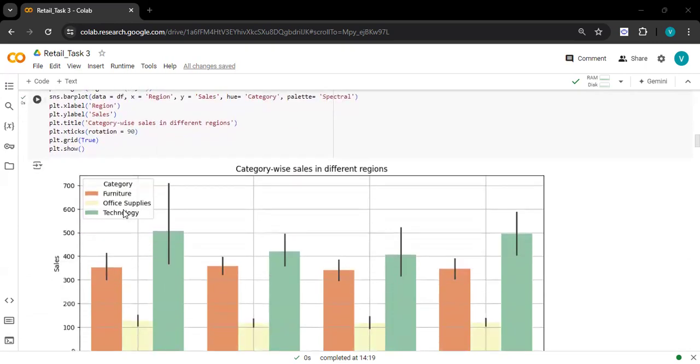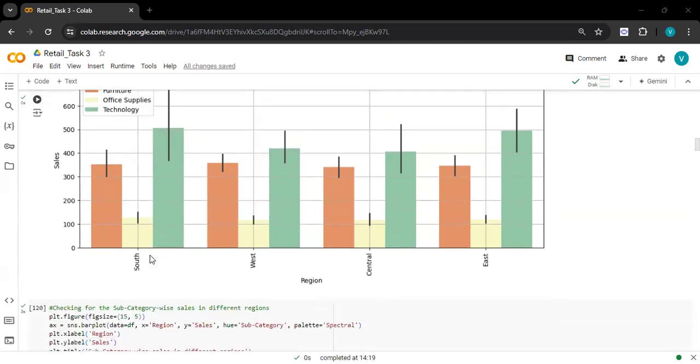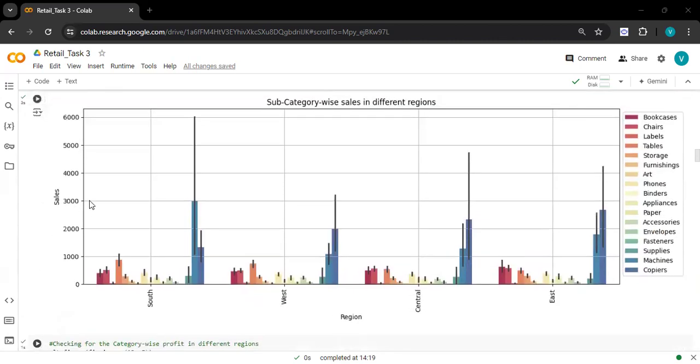In this graph, plotted between sales and the region, you can see technology got higher sales in all the regions, followed by furniture, then office supplies. The highest technology sales are in the South region. This graph is between the sub-category and the sales. The copiers got higher sales in all the regions except the South, where the sales are higher for machines, and the least sales are for fasteners and art.